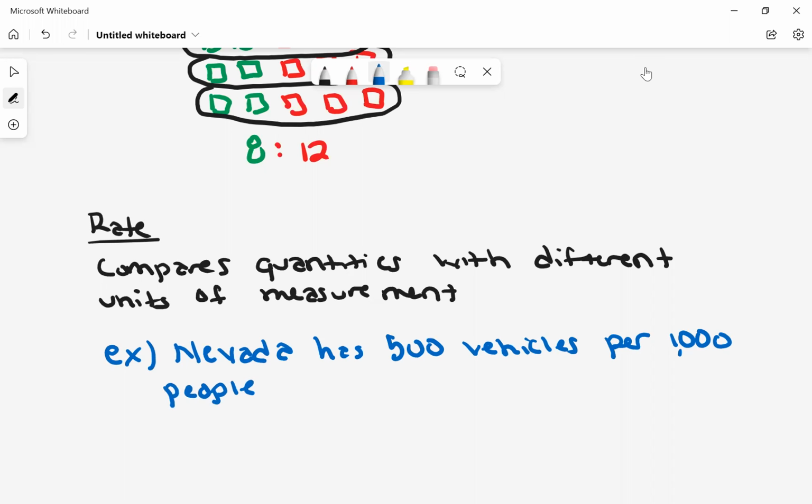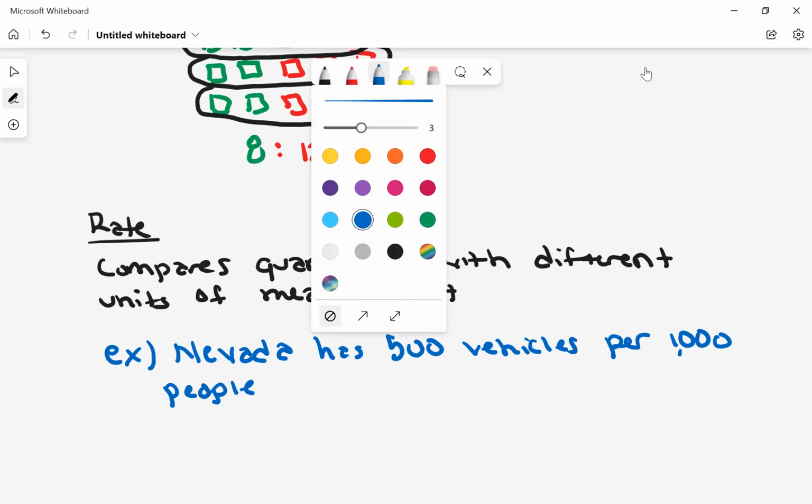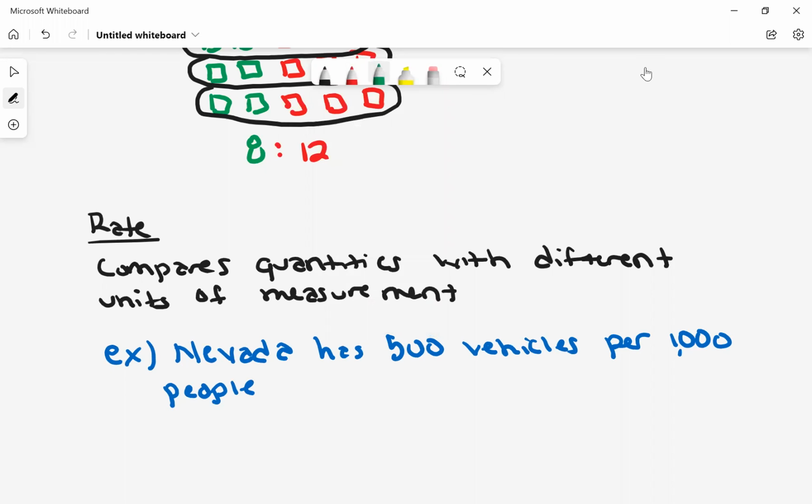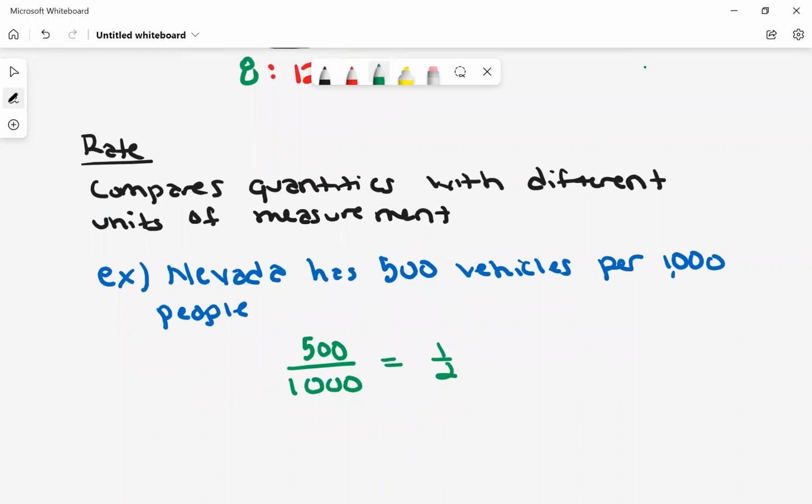So what we're comparing in this is vehicles and people. 500 to 1,000, which reduces to 1/2. So we could say then that when we're talking about a rate, it's 1 vehicle per 2 people. We could reduce it that low. But the idea is it wouldn't make sense to write this without the units of measurement attached.